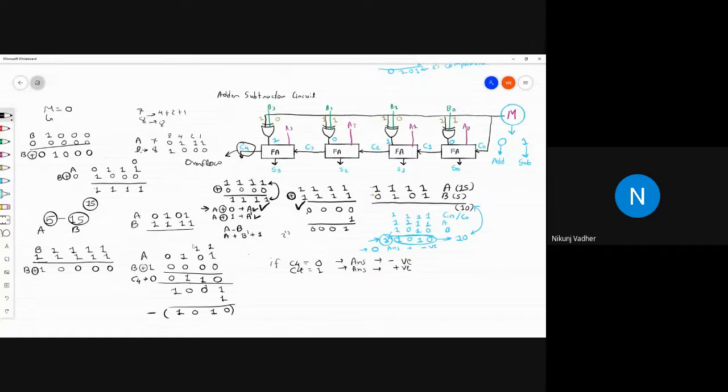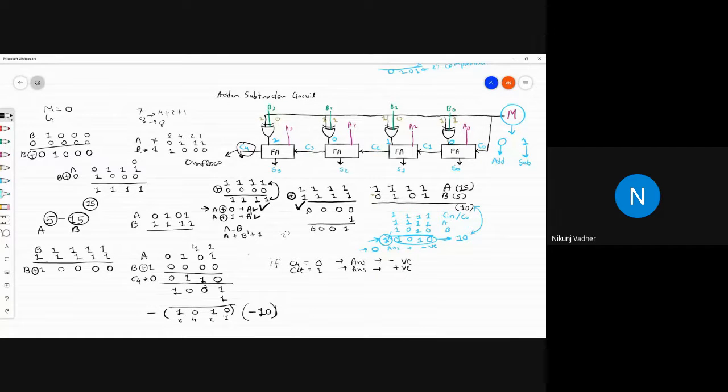So if we convert this into decimal, let's say 1 2 4 8. So 8 plus 2 is 10. So minus 10. So this is the answer. So 5 minus 15 is minus 10. So this is how the adder subtractor circuit will work.